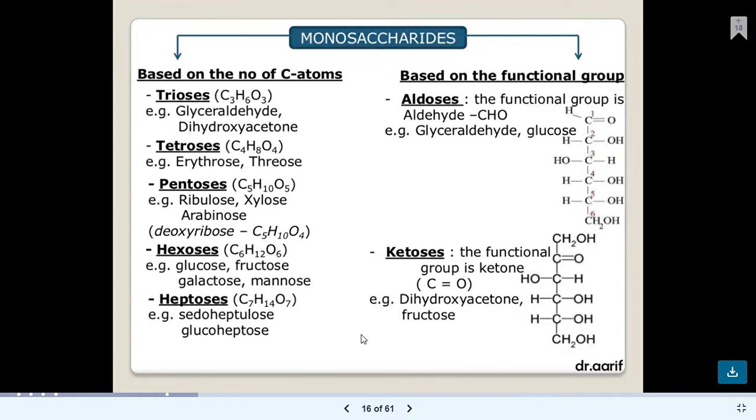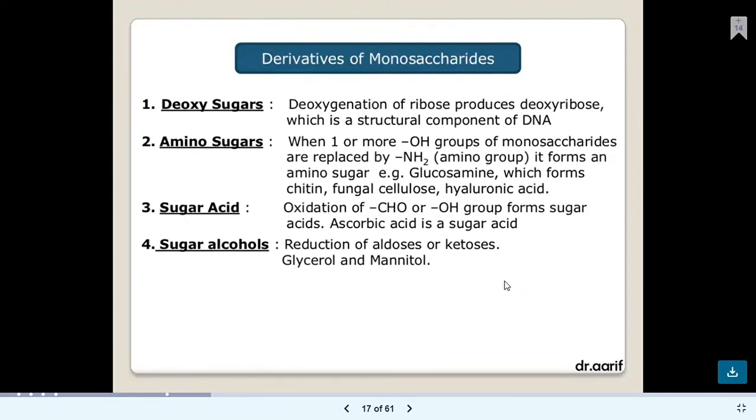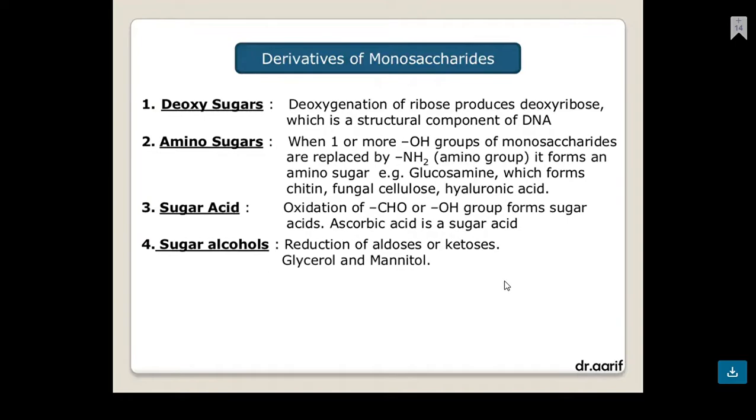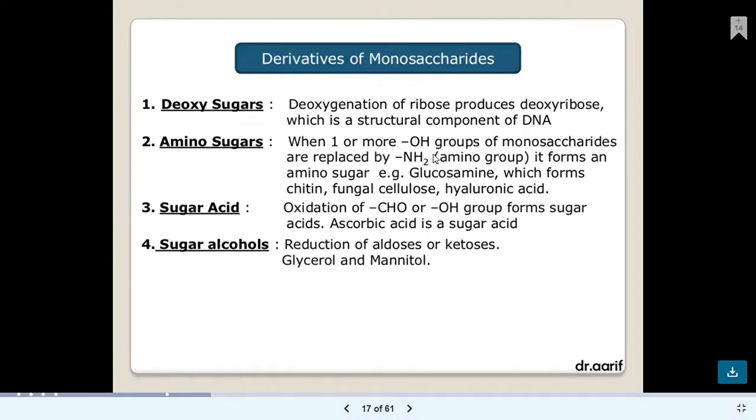Ketoses are the sugars that have a functional group of ketone, that is C double bond O. Right here, you have fructose and dihydroxyacetone. Now, derivatives of monosaccharides, we are just going a little shorter. We have deoxy sugars, amino sugars, sugar acids, and sugar alcohols. These are all different derivatives of monosaccharides that we are not going through further.